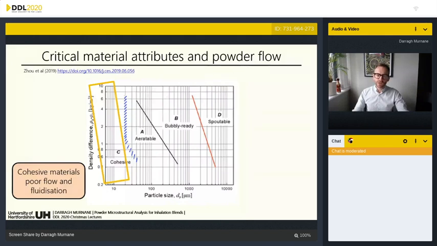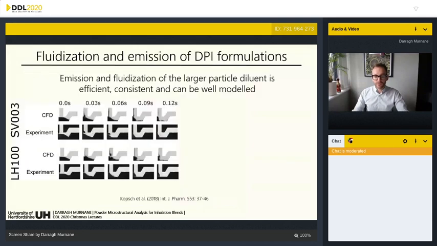So really our goal in this aerosolization study and aerosolization processes is to optimize the balance between these cohesive C-type powders and the aeratable A-type powders. And what we're really interested in understanding is how the addition of a C-type powder to the carrier lactose is going to change that powder flow. And we can see examples here of this, looking at the powder fluidization and emission from DPI formulations.